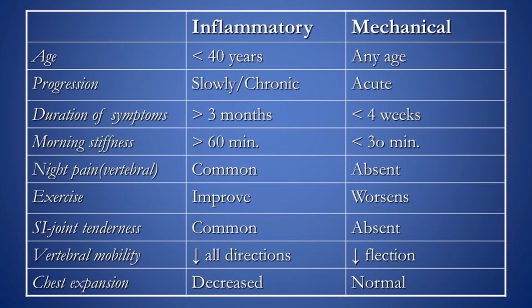So you have done all the history, examination and tests, and by this time you should have come to a conclusion whether it is inflammatory or mechanical, and if it is mechanical, what may be the possible cause. Usually the inflammatory happens in less than 40 years. Mechanical can happen at any age. The progression of the disease is slow in inflammatory and acute in mechanical.